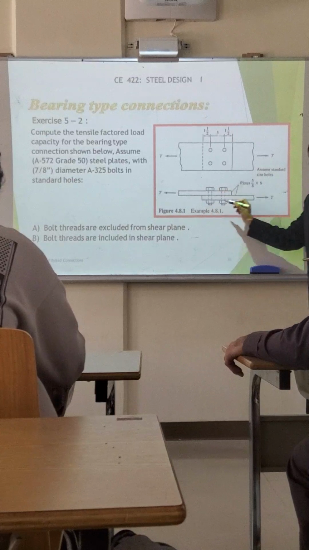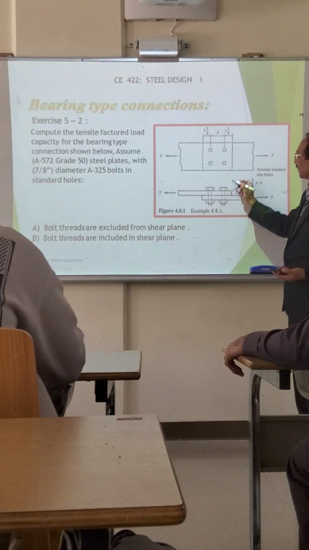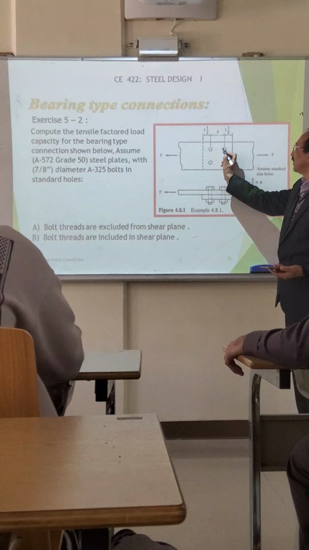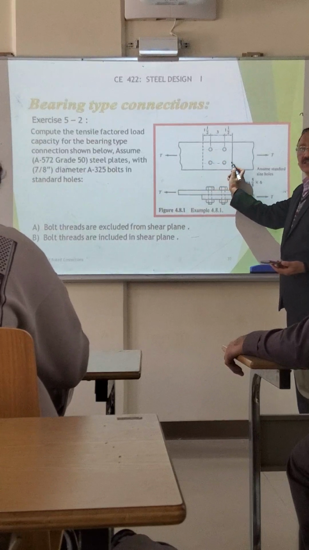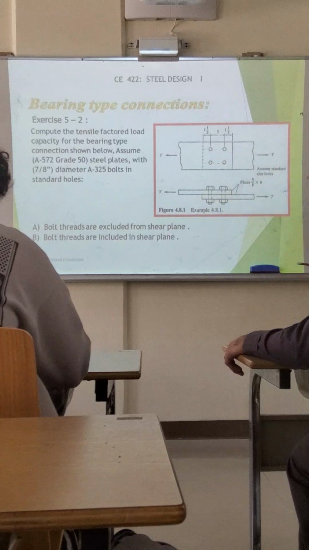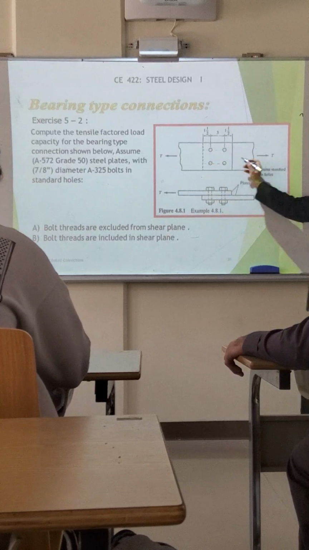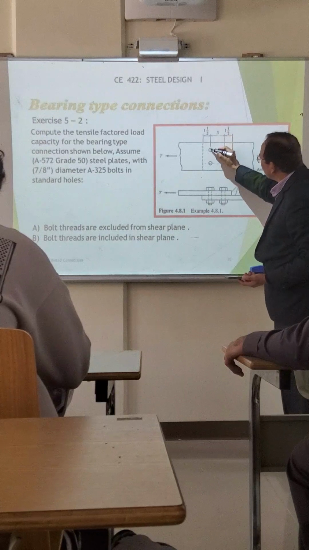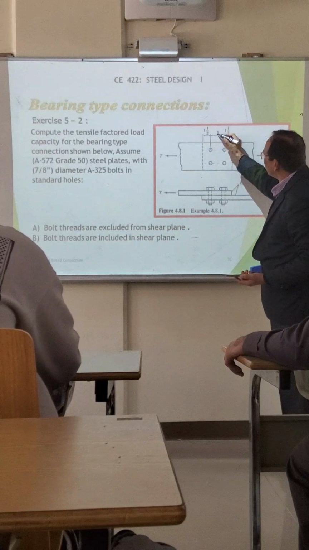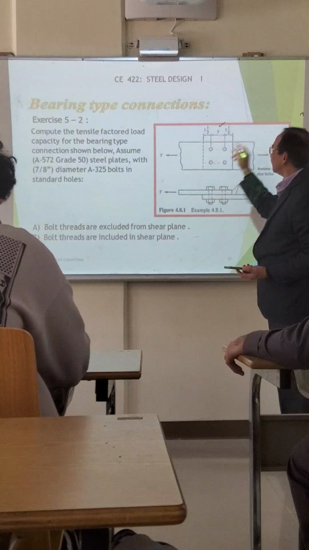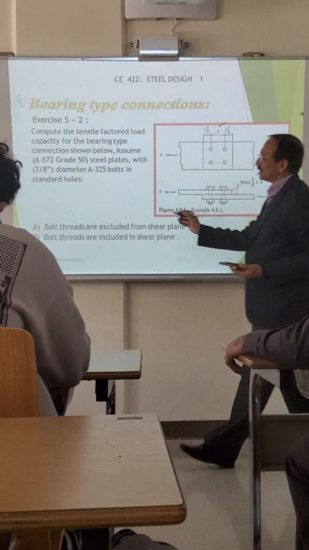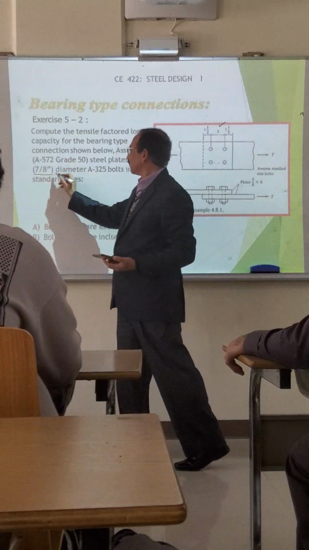You can see in this cross section, and these plates are connected with the help of two lines of bolts. One line here and one line of bolts here. So this is the direction of force, and these spacings are also given: 1.5, and the center to center spacing between these bolt holes is 3, and 1.5 on this side. This is the arrangement which is given, and the diameter of the bolts is given as 7 by 8 inch.